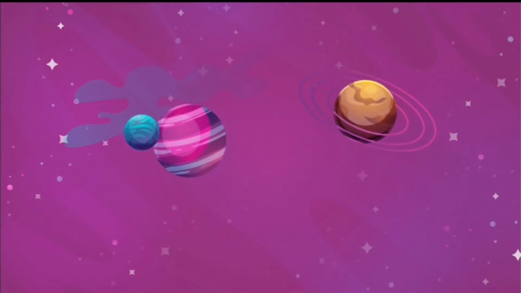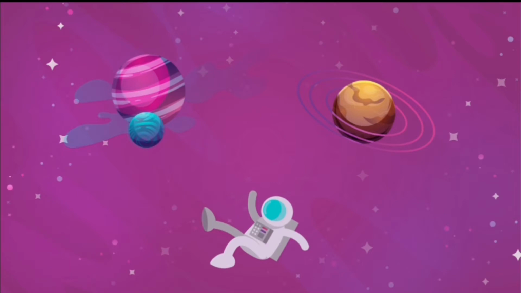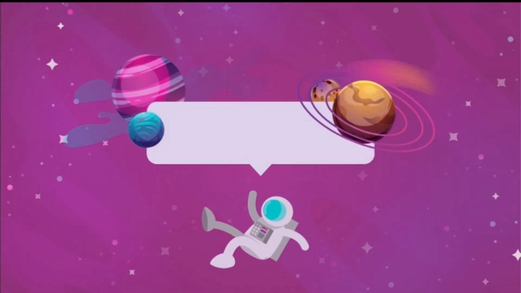Everyone got a nice seat already? Don't forget to fasten your seatbelt. So off we go. Our first destination is the definition of an explanation text.